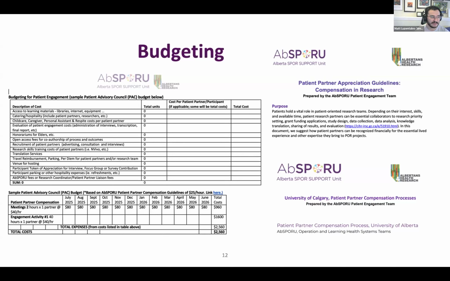Picking up their conference registration fees is definitely something that should and can be done through these research projects, and other examples of expenses that could be included could be parking if you're having an in-person meeting and you're asking patient research partners to attend, is paying for their parking or their transit or mileage to attend that in-person meeting. Providing support or expensing for caregiving if your patient research partners are caregivers, for example.